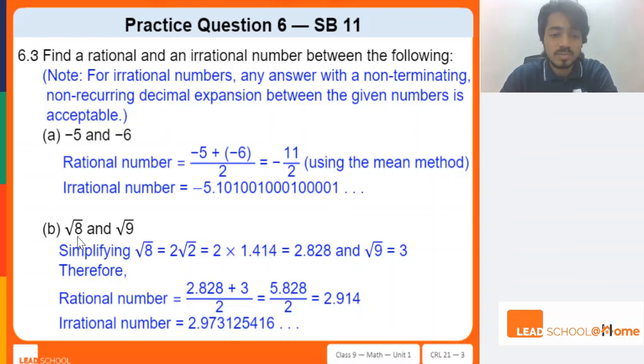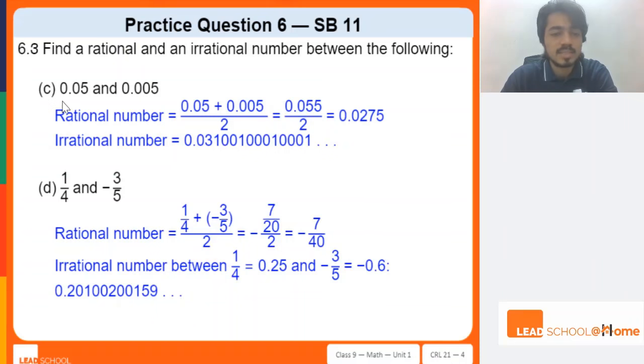Next part is square root of 8 and square root of 9. If we simplify square root 8, we get 2 root 2, right? 2 multiplied by square root of 2, which is equal to 2 multiplied by 1.414, which is equal to 2.828. And square root of 9 is equal to 3, right? So the rational number by using the average method is (2.828 plus 3)/2, which is equal to 5.828/2, which is equal to 2.914. An irrational number we can take 2.973125416. So this is one example where the decimal is non-terminating and non-recurring. This was the second part.